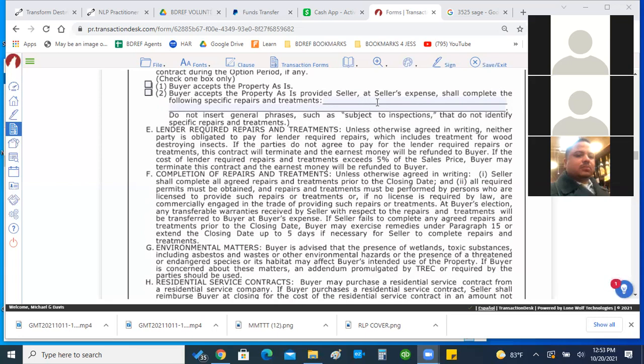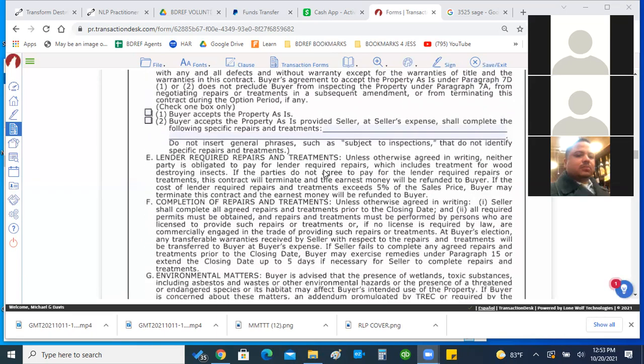So the only time you type stuff on this line is if, for instance, the seller says in the MLS write-up or upfront that they're going to do something. Like we're going to fix the floors, we're going to change the AC, we're going to change the blinds out. So if there's some kind of repair or treatment that they've already agreed to prior to the contract, then that's when you write that on that line. So, I accept the property as is, provided seller fixes the AC. Oh, okay, that's how that works.